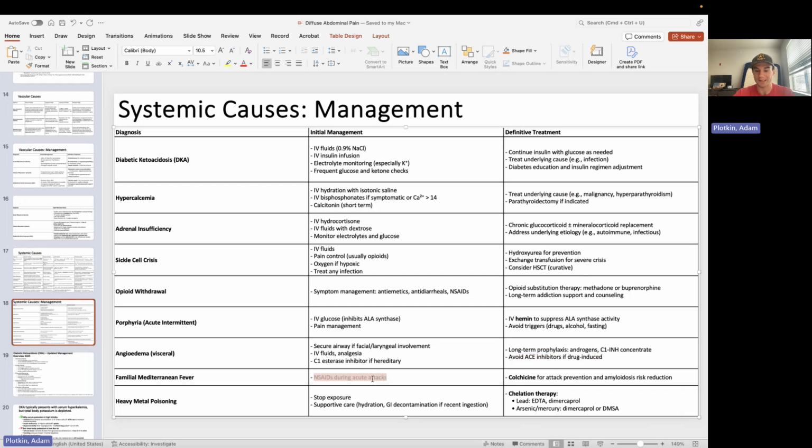FMF, we can use NSAIDs during an acute attack, and then colchicine is the go-to. Colchicine's proven great in FMF, so that's what we go to. Remember that it inhibits neutrophil migration. Common side effect is GI disruption, right? Diarrhea. Heavy metal poisoning, stop the exposure. We can do supportive care. If it's lead, right, and the lead levels are really high, we can do chelation with EDTA or dimercaprol. If it's arsenic or mercury, we can do dimercaprol or DMSA.